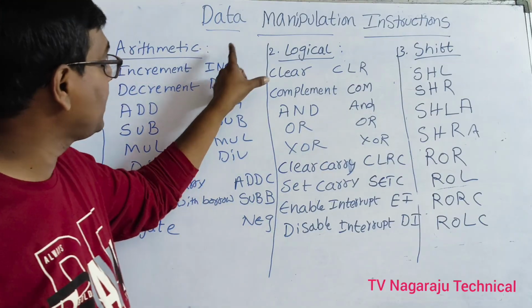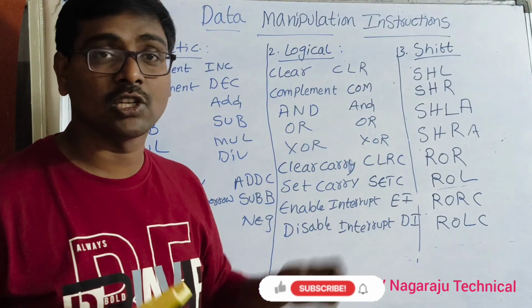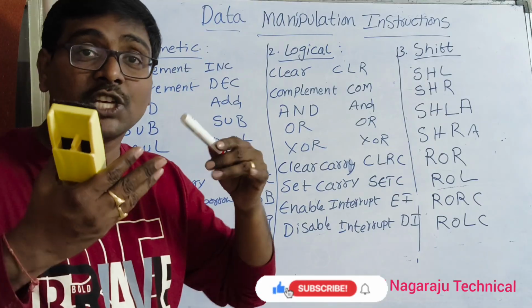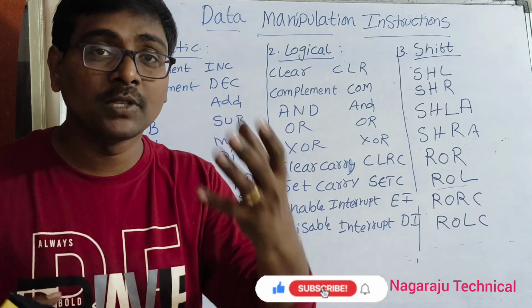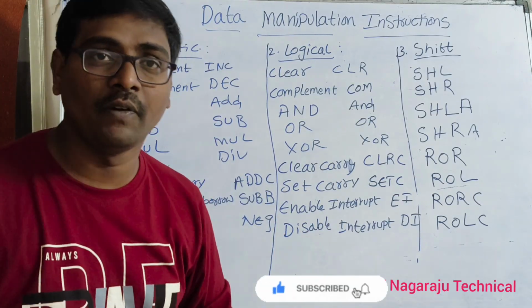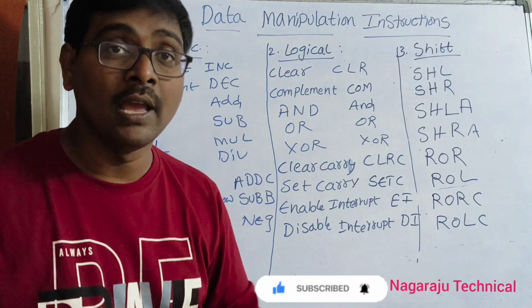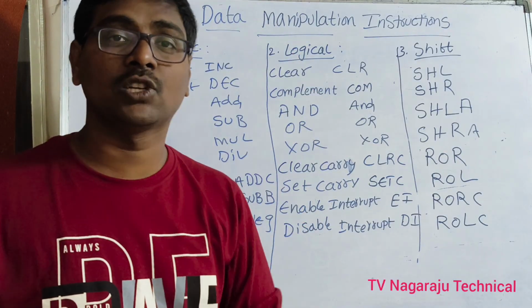Clear? These are the different data manipulation instructions. By using all these instructions, we can change the data, and we can perform some computations according to our requirement. In the next session we will discuss the third category, that is the program control instructions.